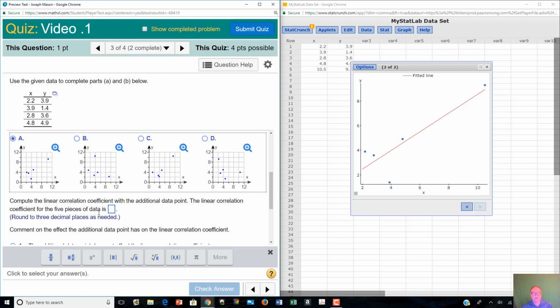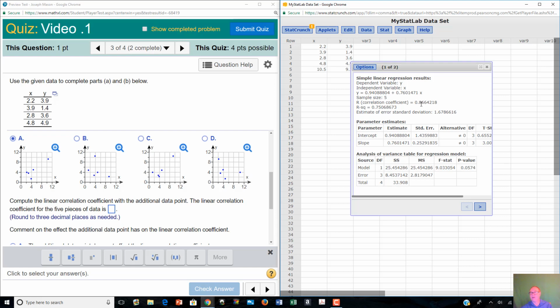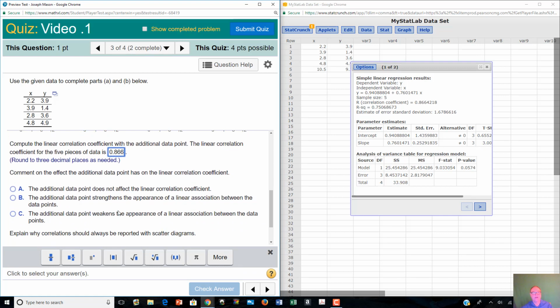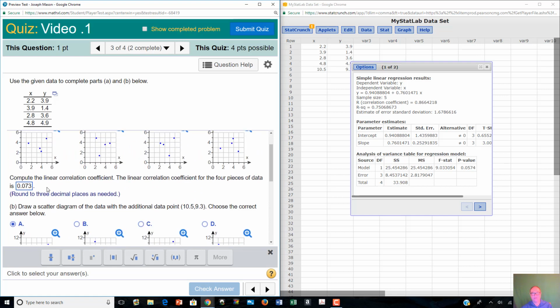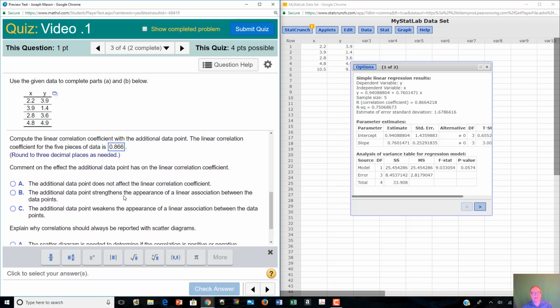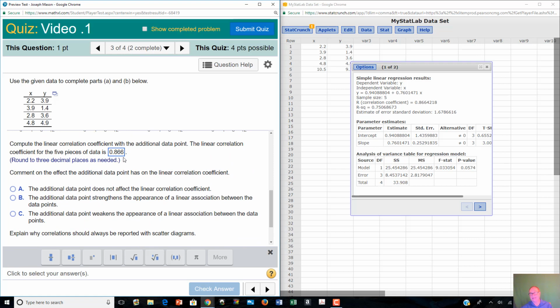Now, compute the linear correlation coefficient with the additional point. So I go back. This time the linear correlation is 0.866. Comment on the effect the additional data point has on the linear correlation coefficient. Well, before I had 0.073, now I have 0.866, a much stronger linear correlation coefficient, closer to 1.